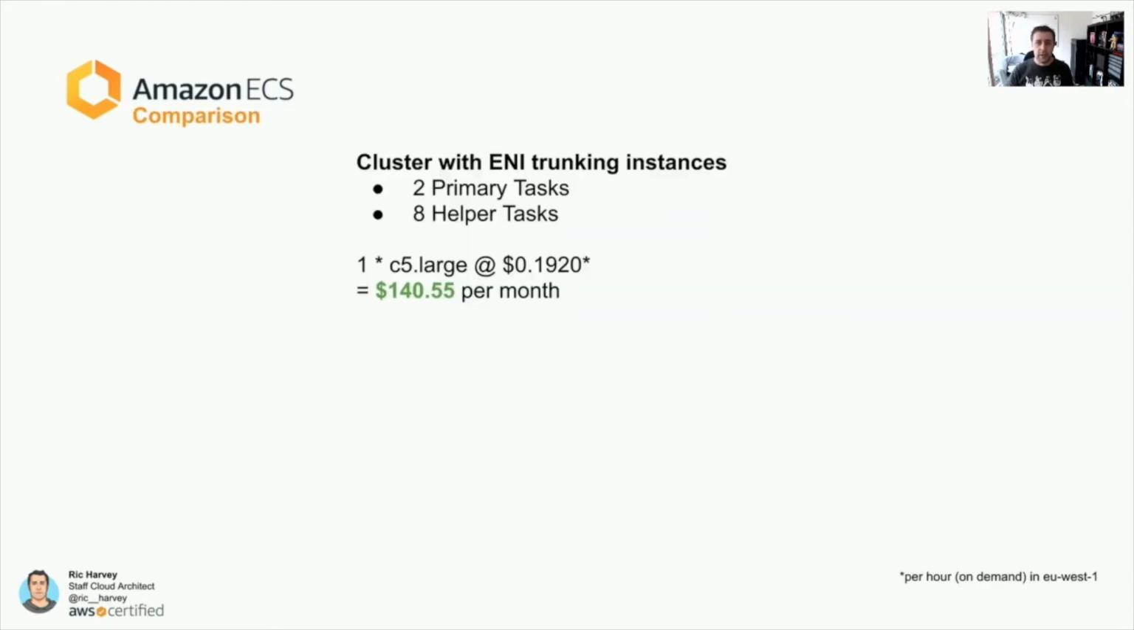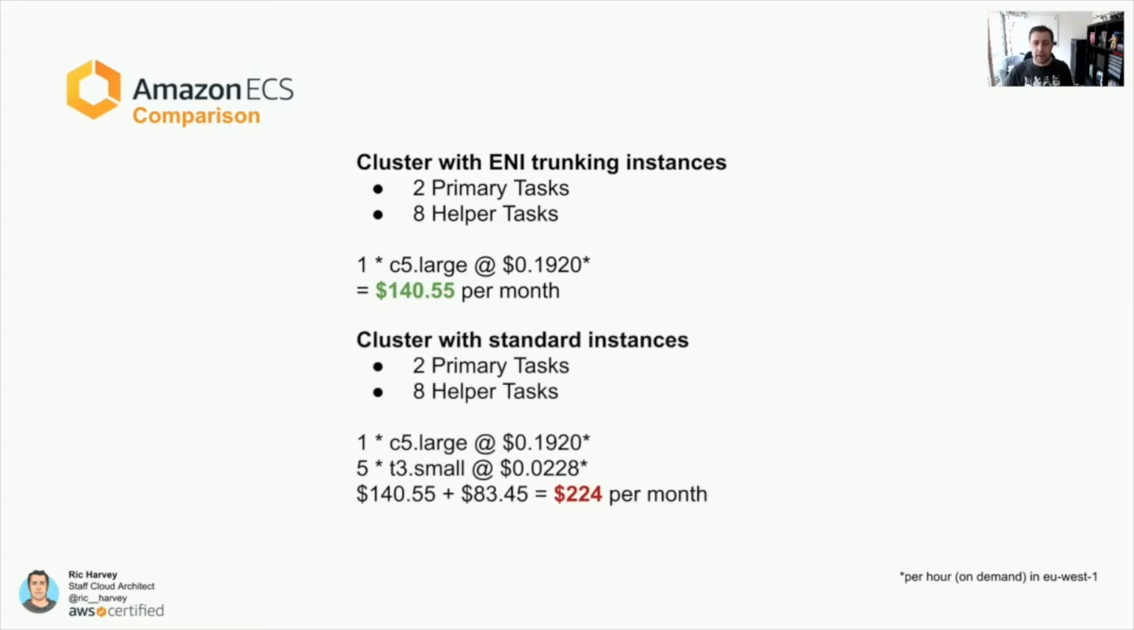If we look at that in some comparisons with costs, my one C5 large there is running $140 a month, and that's got plenty of overhead on it. Now, if I was to break this down, I've gone to a C5 large there. You could do M5 large as well, obviously, but I've stayed with the same. But in order to run the 8 helper tasks there, I had to break that down onto T3 smalls. T3 smalls, pretty cheap to run, and it only added $83 to the bill. So not a huge amount.